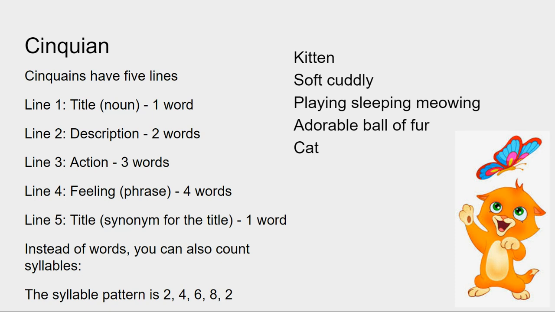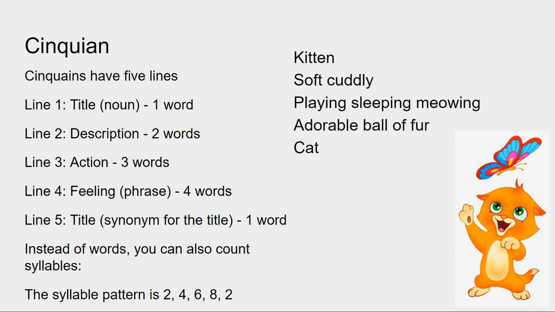The first word is usually the subject of the cinquain. It's a title, it's your noun. Then 2 words that describe it. Then 3 words that are usually action words, verbs. A lot of times they're ing words. Then you have a feeling or a phrase, maybe something that you think of when you think of your topic. And then the last line usually relates back to the first. So you can see my theme here with cat. So I have kitten, soft, cuddly, playing, sleeping, meowing, adorable ball of fur, cat.